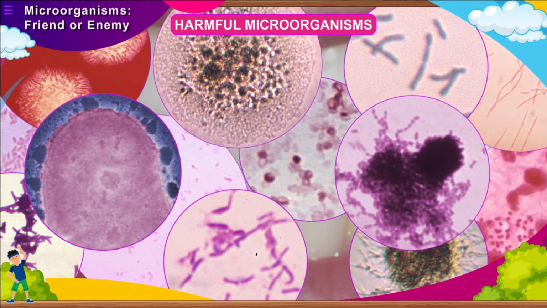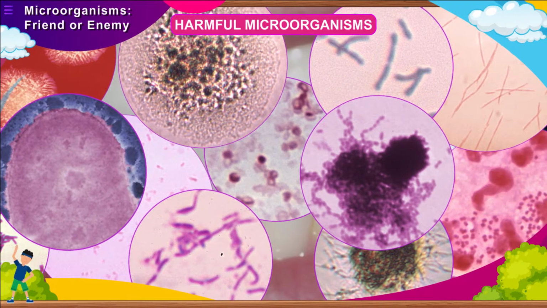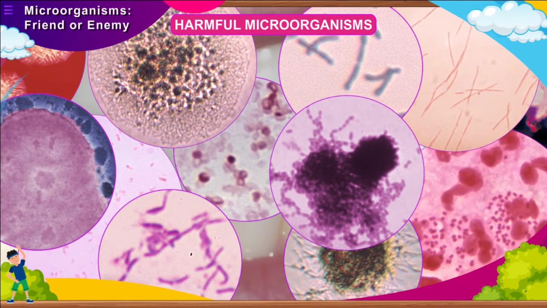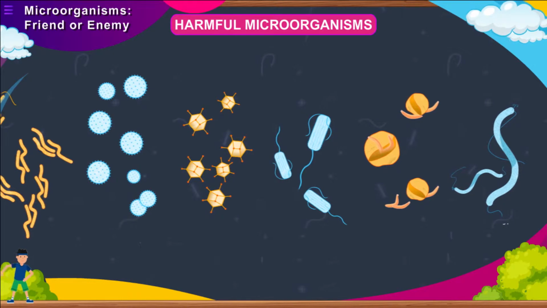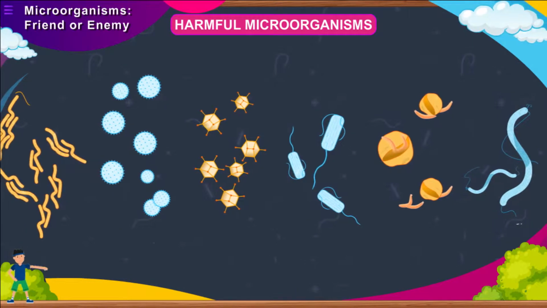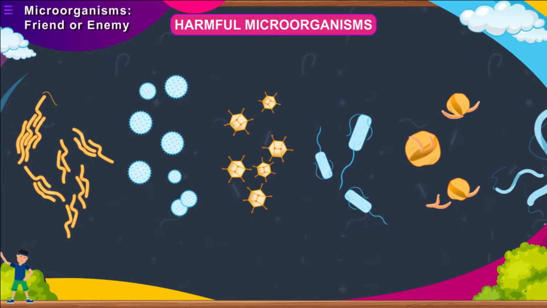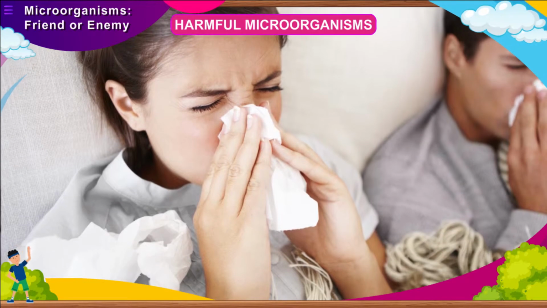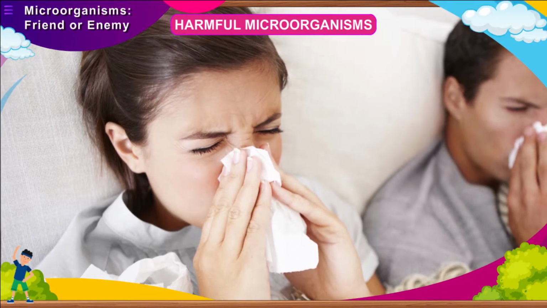Harmful microorganisms. There are many microorganisms which cause diseases in plants, animals, and humans. These disease-causing microorganisms are called pathogens or germs. The pathogens enter the body of the living organism through air, water, food, or physical contact. Such diseases which transmit from an infected person to another are called communicable diseases.